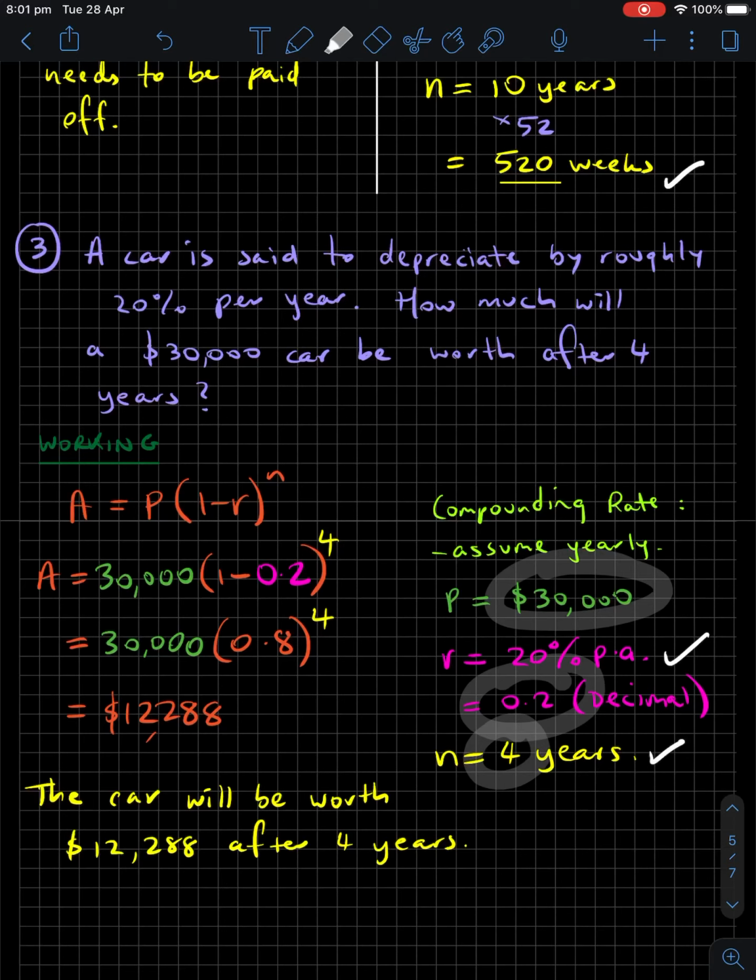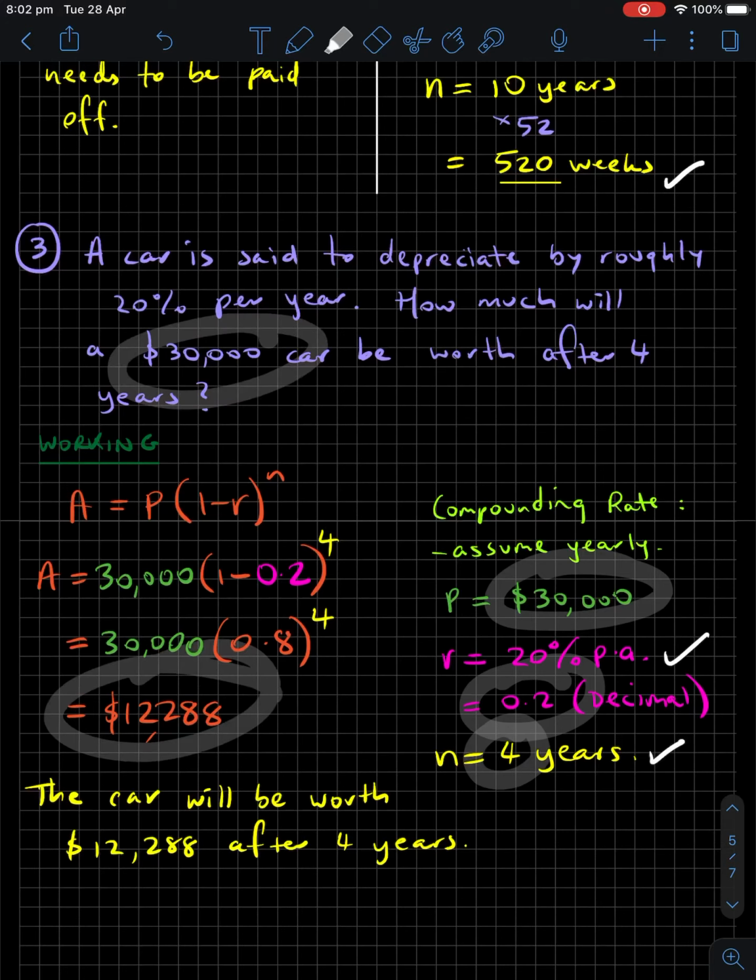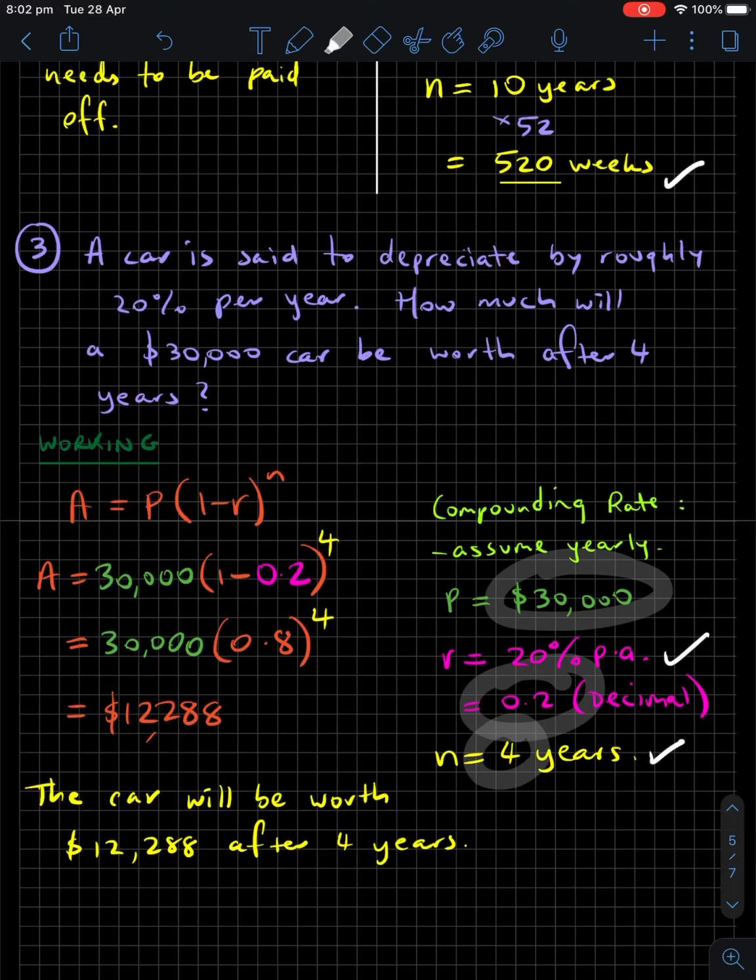Now notice, guys, we do like to simplify these brackets. I know you could just shove that straight into a calculator, but for some multiple choice questions, they like to give you one of these options and ask which one is correct. So if we do the bracket first, 1 take away 0.2 is the same as 0.8, and this thing is exactly the same. That can go into your calculator as well. It comes out as $12,288. So your $30,000 car goes all the way down to this value after only 4 years. Cars do depreciate very quickly, and that will be its value after 4 years.